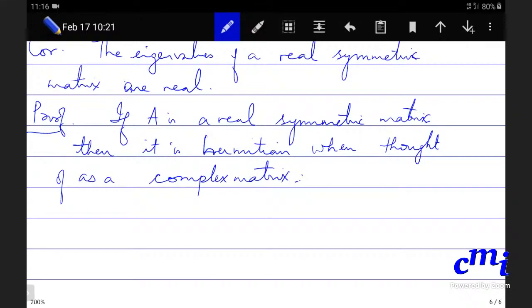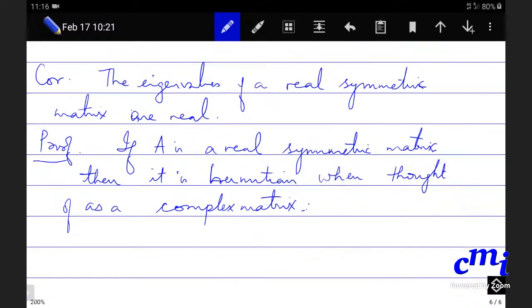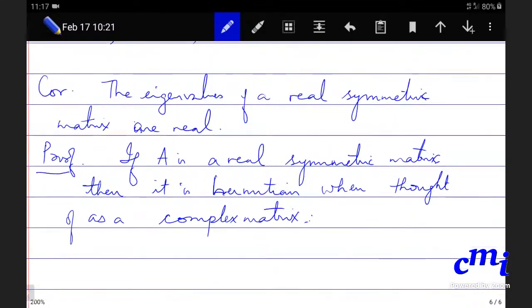No, eigenvalues always exist as complex numbers. Sorry, what I meant is, that sounds a little awkward, but the complex eigenvalues of a real symmetric matrix are real. That's what is being said. Is that clear now?